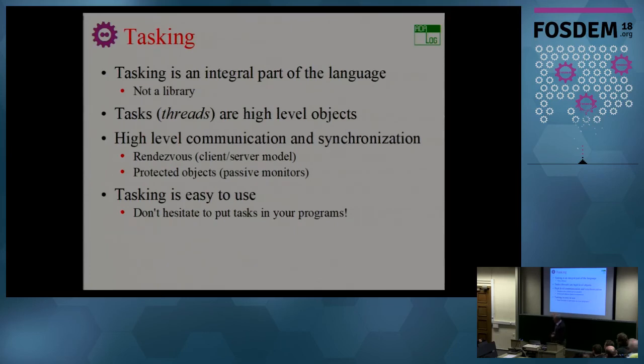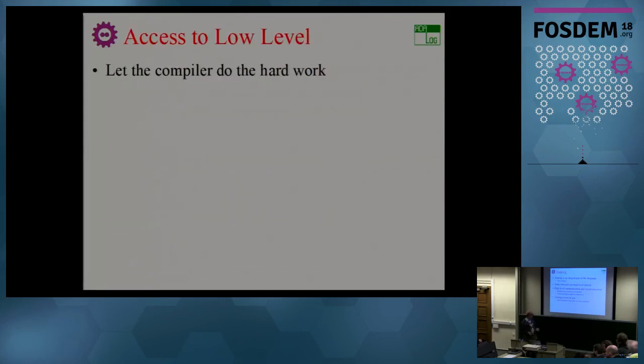And in general, people use pthread only when forced to, while in Ada we have such a convenient tasking model that, if we can use tasking, we do. It's just not more difficult than anything else.